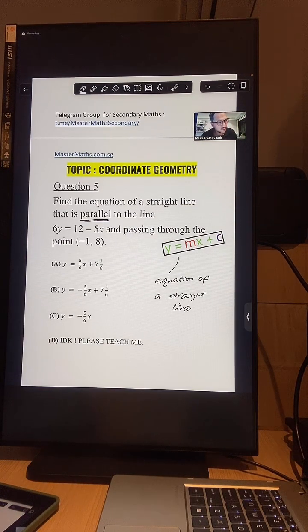Okay, any answers from those at home? Any answers? You all think it's A, B, C or D?